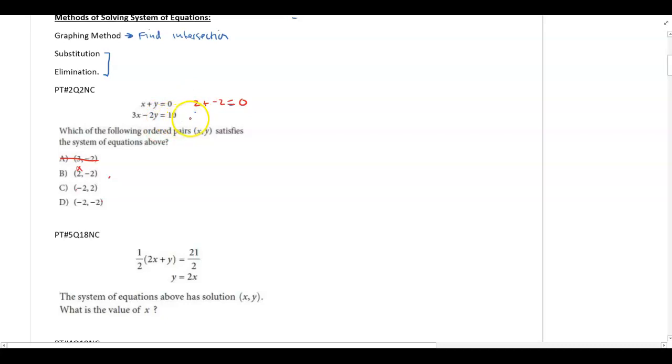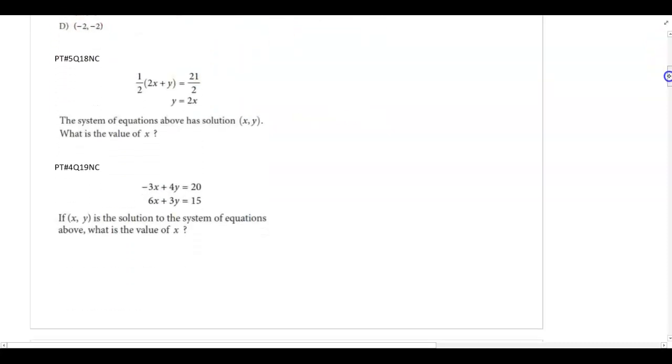That's a true statement. When I check the second one, 3 times 2 minus 2 times negative 2, does this equal 10? 3 times 2 is 6. Negative 2 times negative 2 is positive 4. 6 plus 4 equals 10. That's true. So you know that that has to be the solution. Now the downfall is they don't always give you the ordered pair solutions, so you cannot always use that. But if they do and you forget how to solve it, go ahead and work backwards.